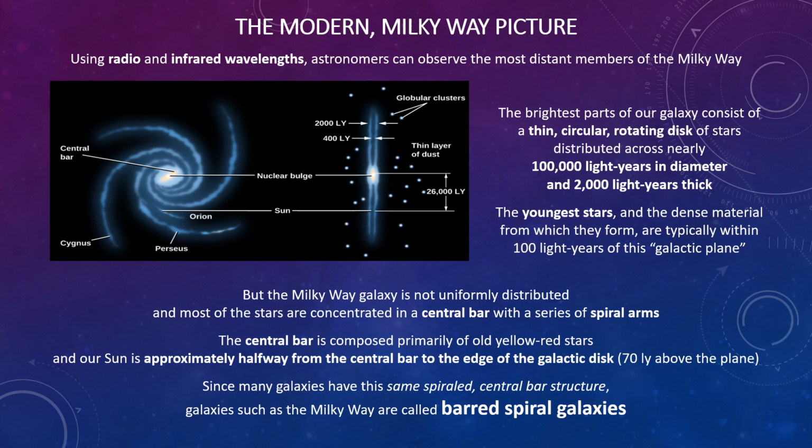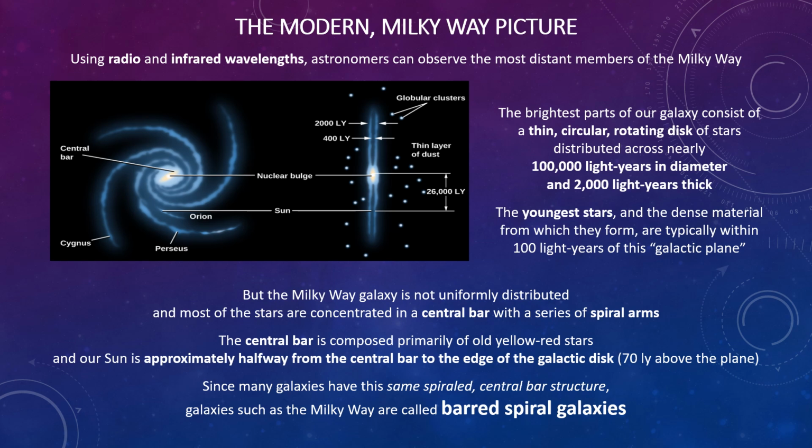The youngest stars and the dense material from which they form are typically within 100 light years of the galactic plane, that plane of the disk. But the Milky Way galaxy is not uniformly distributed, and many stars are concentrated in a central bar with a series of spiral arms. That central bar is composed primarily of old yellow-red stars, and our sun is approximately halfway from the central bar to the edge of the galactic disk. We are about 70 light years above the galactic plane as well.